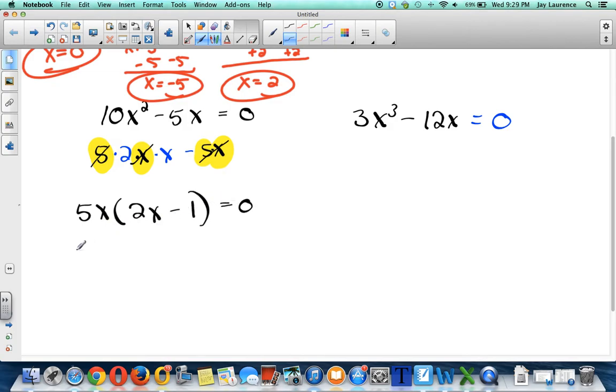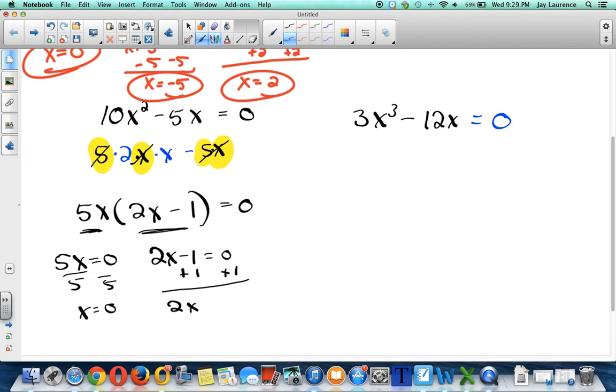Now I can use the zero product property. I can take each of the factors, set them equal to 0, and then solve. So I'll divide by 5, x will equal 0. And then add 1 over here, and I'll get 2x equals 1. Divide by 2, x will equal 1/2. And so your solution set for this one ends up being 0, 1/2, like that. Those are the two numbers that make this equation true. That's what we just found.